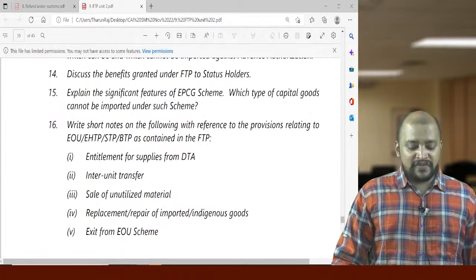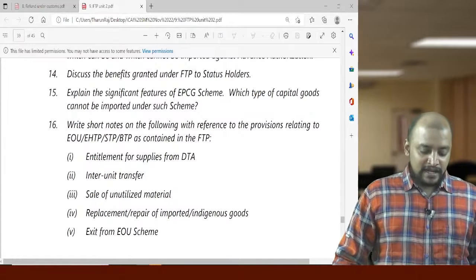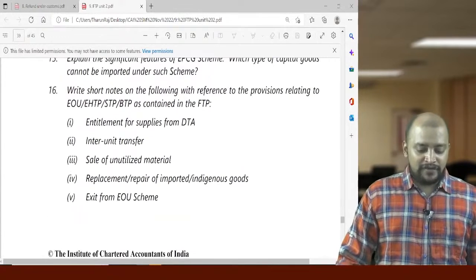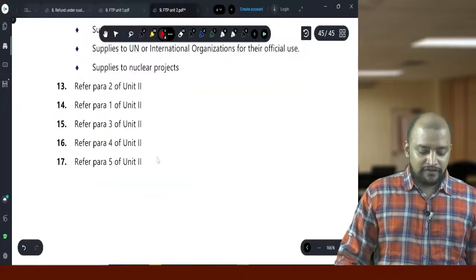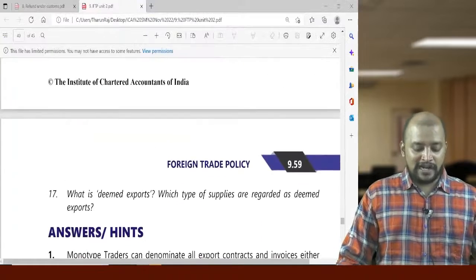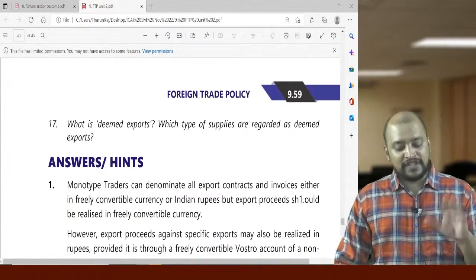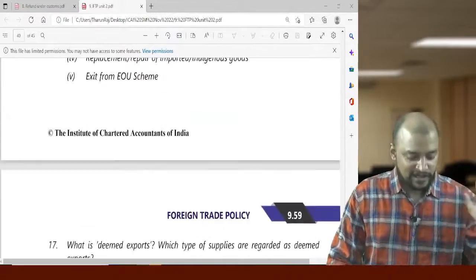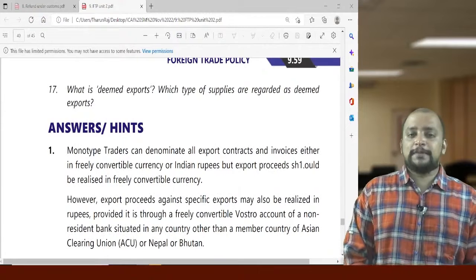Explain the significant features of EPCG. So whatever you know about EPCG, you need to write there. Then write short notes on the following with reference to provisions of EOU. So this is also a direct question. Therefore, whatever EOU related provisions you know, you need to write. What is deemed exports and what type of supplies are regarded as deemed exports? This is a repeated question. So these are the type of questions that you can expect on FTP.